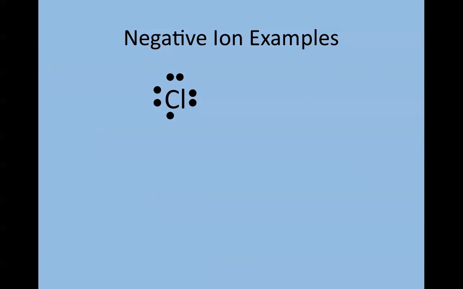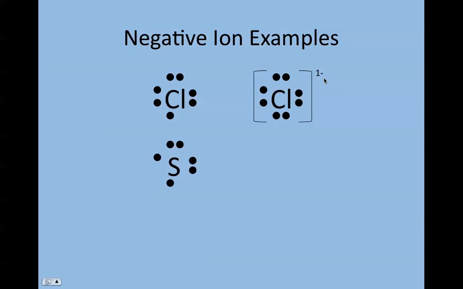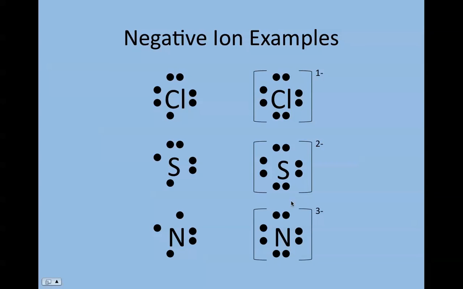So for example, chlorine, to get its full octet, needs to gain 1 valence electron. So we're going to add that in to give it 8, and then put that 1 extra electron as a -1 charge. Sulfur needs 2 valence electrons. It already has 6. So we're going to put the -2 on the outside, making sure that we show a full octet, or a full 8 electrons. And then finally, for our last example, nitrogen needs 3 valence electrons in order to go from 5 to 8. So again, 8 dots with a -3 charge.